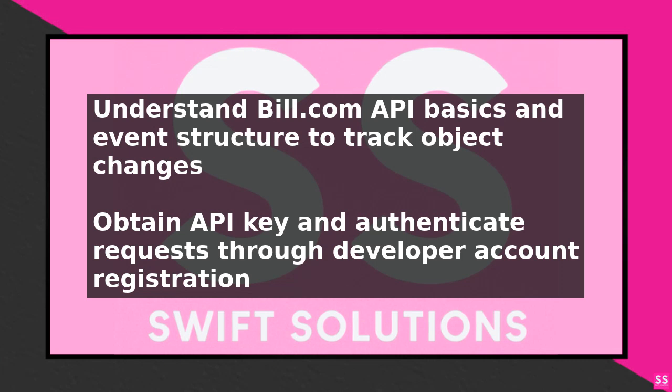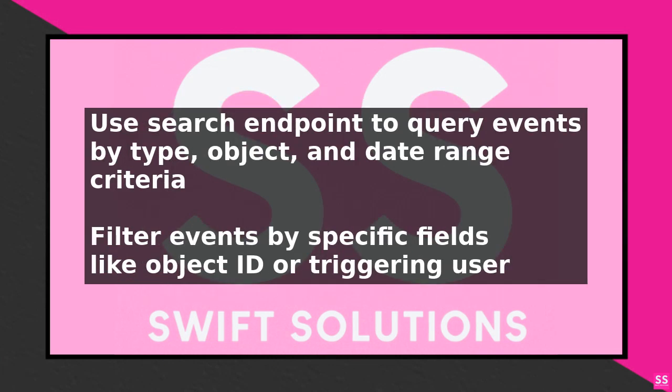bills, invoices, and payments. First, you need to obtain an API key and authenticate your API requests. This can be done by registering for a Bill.com developer account and following the authentication guidelines provided in the Bill.com API documentation. Once authenticated, you can use the Bill.com API to search for events.